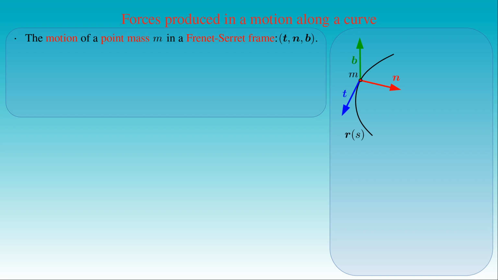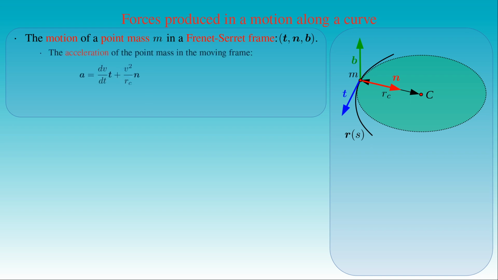The moving frame consists of the tangent t to the path of the point mass at its instantaneous position, the normal vector n pointing from the same position in the direction of the center of the osculating circle with the curvature radius rc, and the binormal vector given by the cross product of the tangent t and the normal n. We demonstrated that the acceleration a of the body can be expressed as a linear combination of the tangent t and the normal n, that is, it can be decomposed in the tangential and the normal directions.